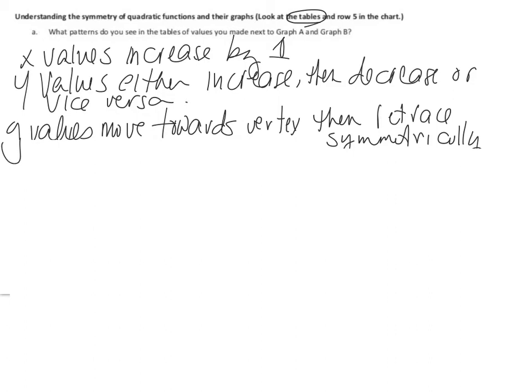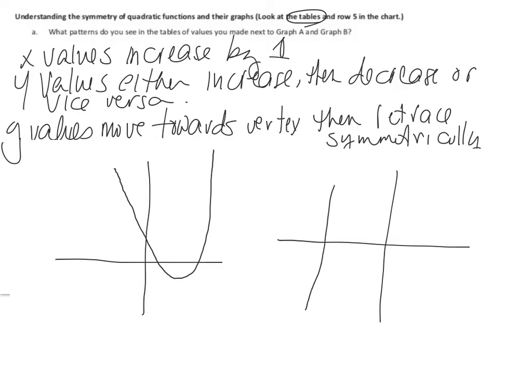That's y values. To explain this better, so we know our tables, the x values all increased by 1, and the y values either increased and then decreased, or vice versa. So, for instance, with graph 1, the y values here decreased and then increased. And then the other one, the y values increased and then decreased. Okay, it's visually what I said in words. So here I say the y values move towards the vertex and then retrace their steps symmetrically. Here the y values are moving towards the vertex and then retracing, same y values, the x values are changing symmetrically.